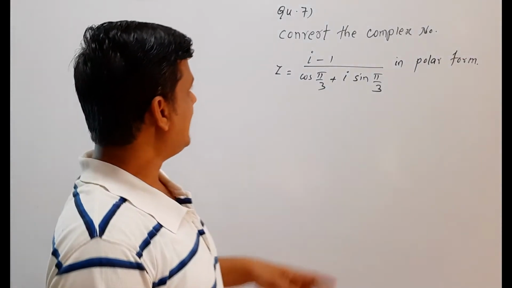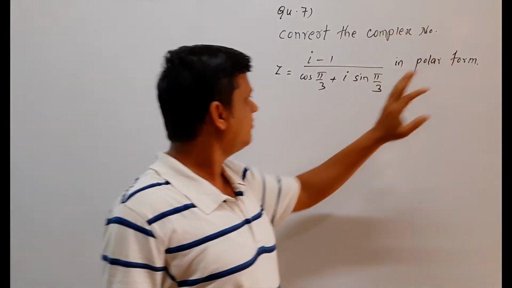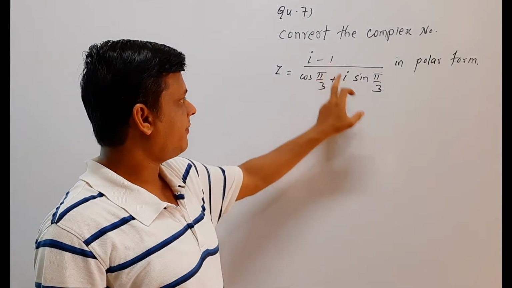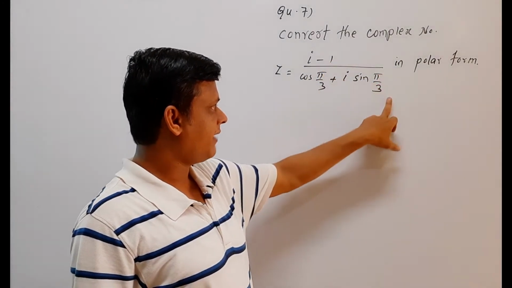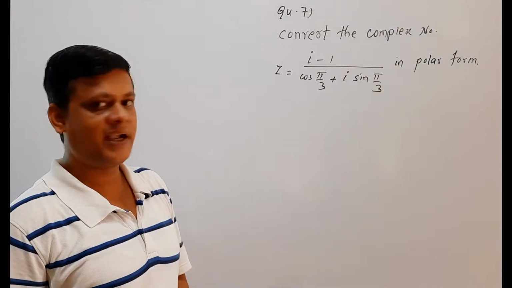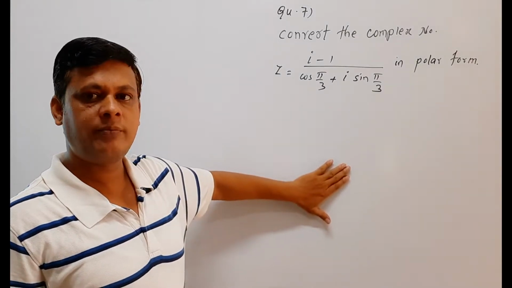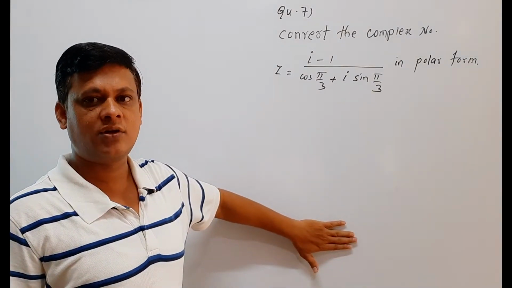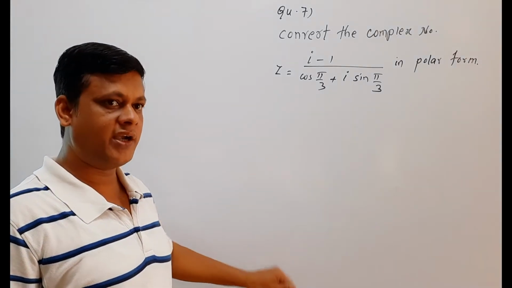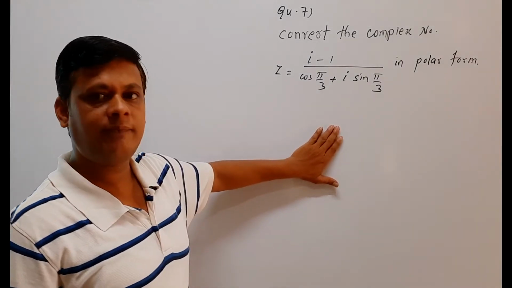Now see the last question of this exercise. Convert the complex number z equals (i minus 1) upon (cos pi by 3 plus i sin pi by 3) in polar form. That means we have to find r and theta, because we know that polar form is r(cos theta plus i sin theta), or r cos theta plus i r sin theta, or you can take r common. So first we reduce this in the form of a plus ib.